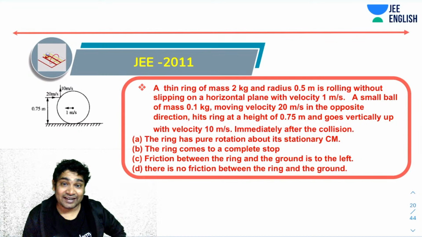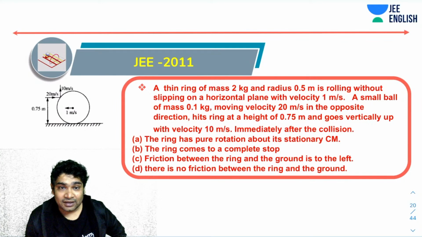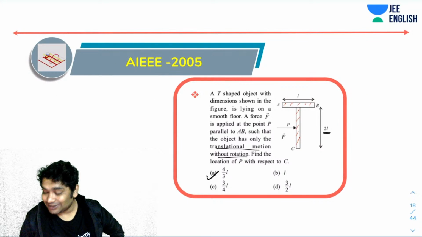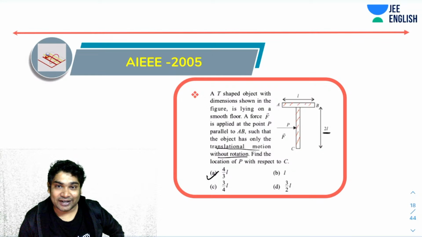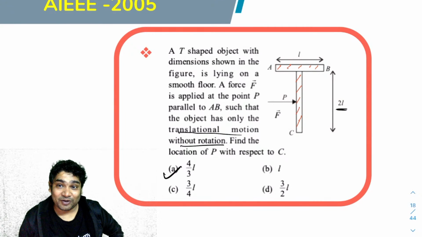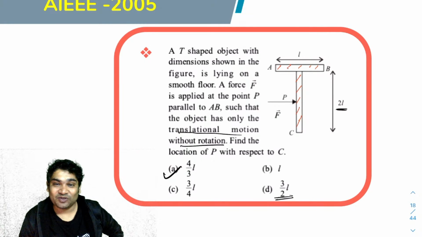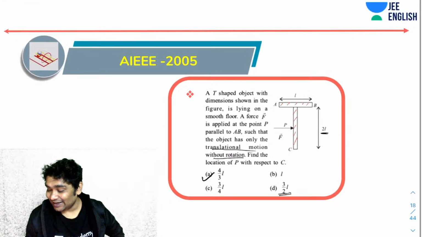Now this is a very interesting problem. No, it was 4L by 3, not 2L by 3, AP. It was 4L by 3. In fact, 2L by 3 is not even any of the options. What are you guys saying? So the options are 4L by 3, L, 3L by 4, and 3L by 2. So please note that they had this option to confuse you. That is what people who are making the papers do. They do like to confuse you. Correct answer was 4L by 3.